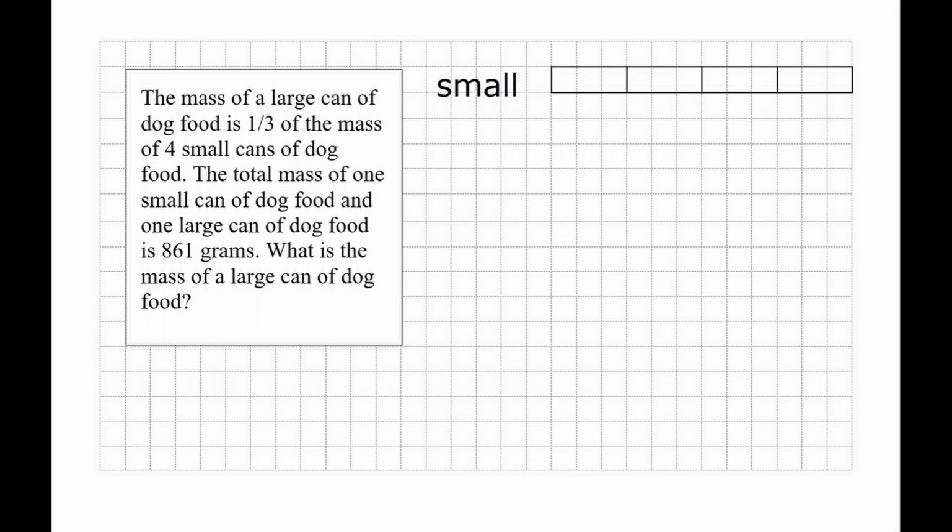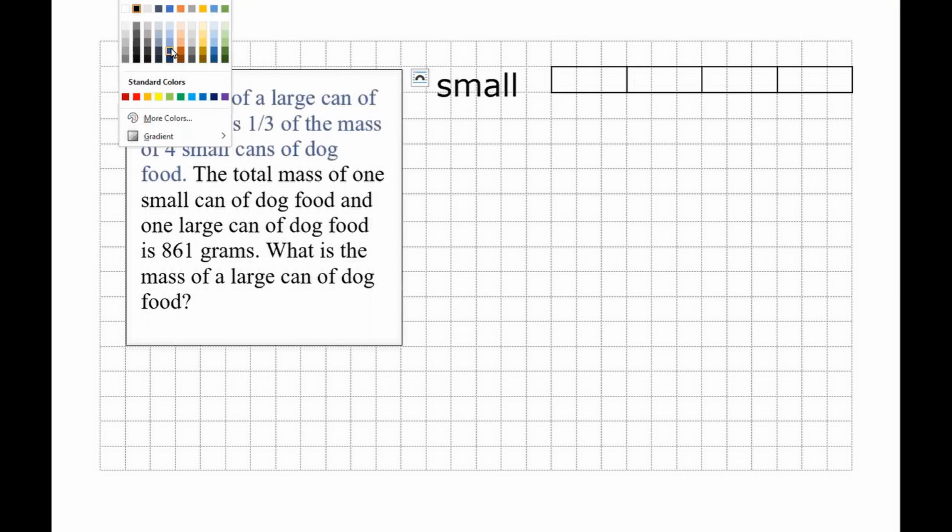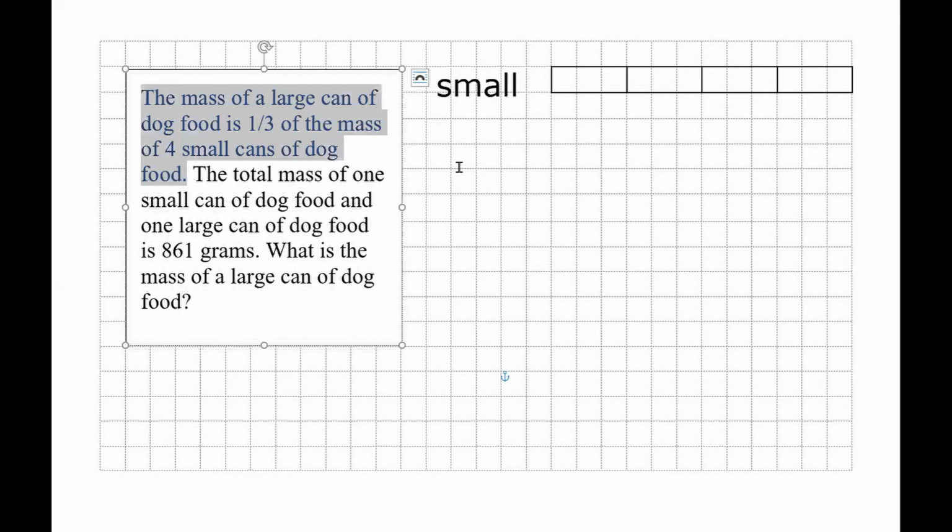The question says that a large can is 1/3 of the mass of 4 small cans. Let's change the color of the very first sentence to blue. It's an important sentence, and we're going to come back to it again. So this blue sentence tells me that a large can is 1/3 of 4 small cans.